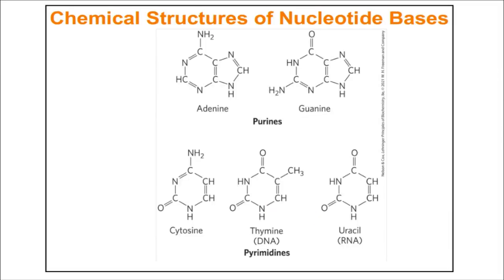And then as far as the structure for these nucleotide bases, for the purines, you have adenine and guanine. And then for the pyrimidines, you have cytosine, thymine, which is basically in DNA, and then you have uracil that is in RNA. And know that the difference between thymine and uracil is that methyl group. So a methyl group is with the thymine, and with it removed is the uracil as a nucleotide base.